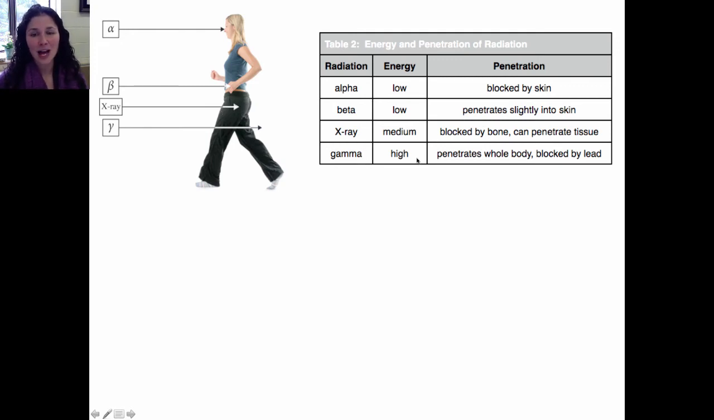And gamma rays are the highest energy radiation that we're going to talk about, and gamma rays can go all the way through your body, including your bone tissue. The only way to stop a gamma ray is with some heavy metal material like lead. And because lead is so good at blocking nuclear particles, lead is often used in a medical setting in the form of a lead blanket to block any stray radiation particles so that the patient is not overexposed to radiation.